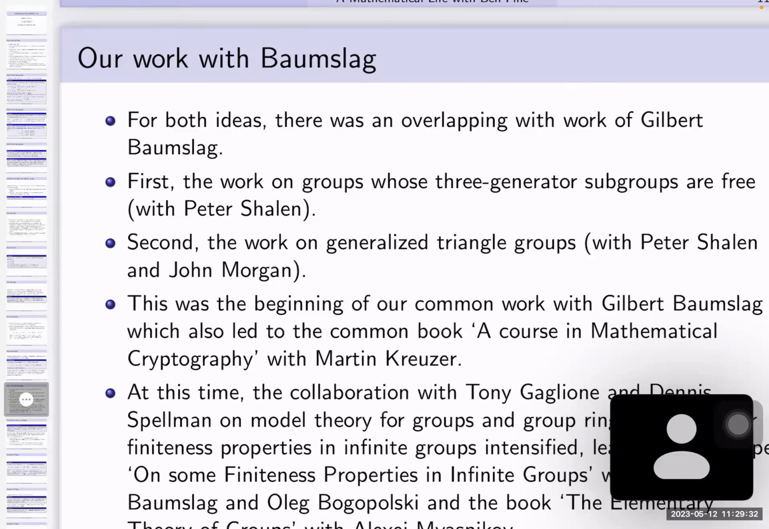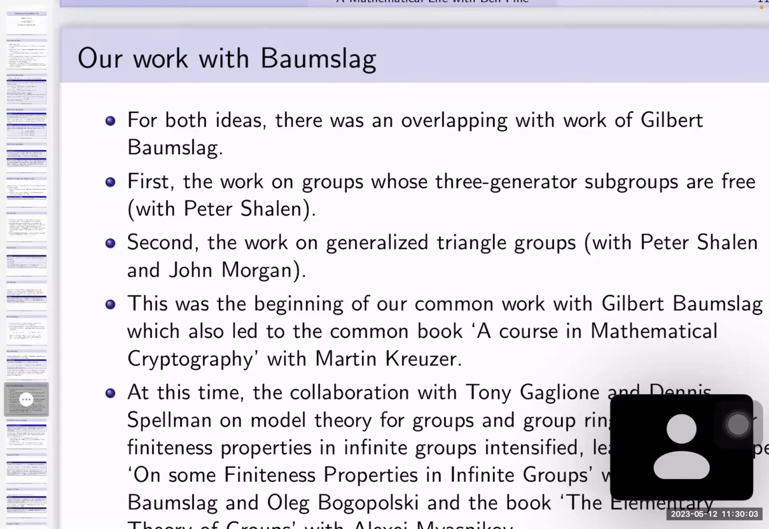And secondly was the work with Peter Schupp and John Morgan, the Baumslag's work with Peter Schupp and John Morgan on generalized triangle groups. So this was a starting point of our common work with Gilbert Baumslag, which also led to the common book, a course in mathematical cryptography with Martin Kreuzer.